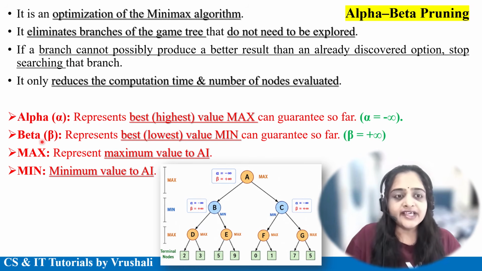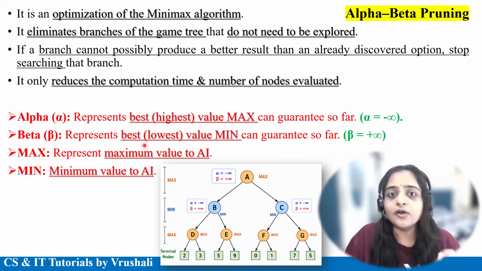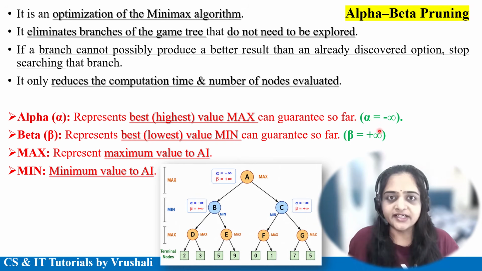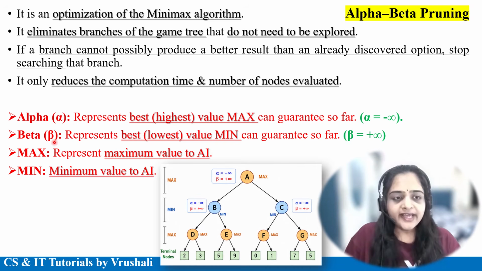Okay. Next one is beta. Beta always represents the best lowest value, which is called min. And initially beta is positive infinity. Now this infinity indicates that initially no node has been visited. Okay. Next concept is max and min. So max represents the maximum value in AI and min represents the minimum value in AI.